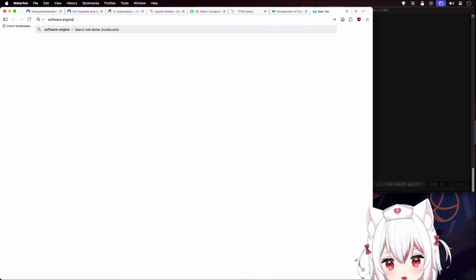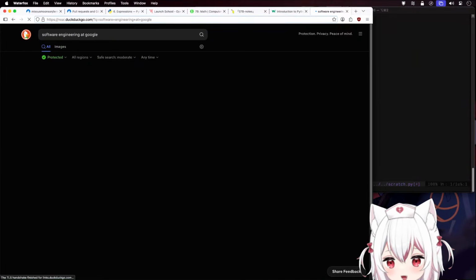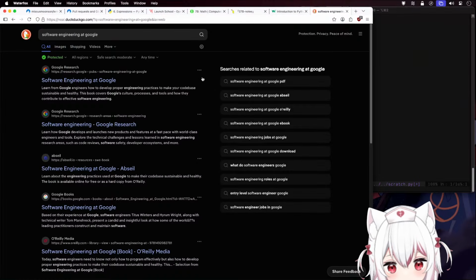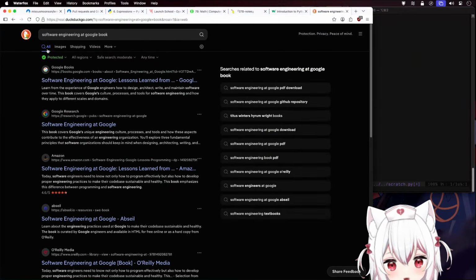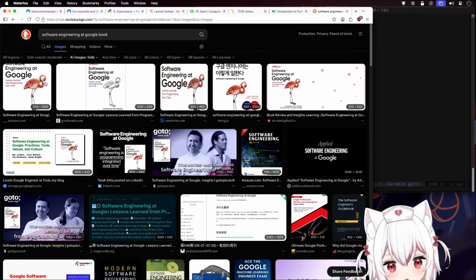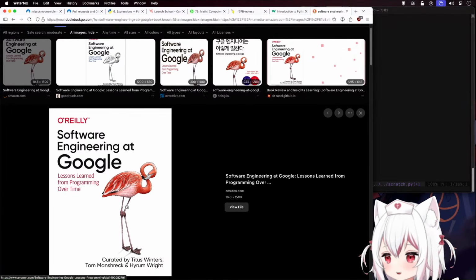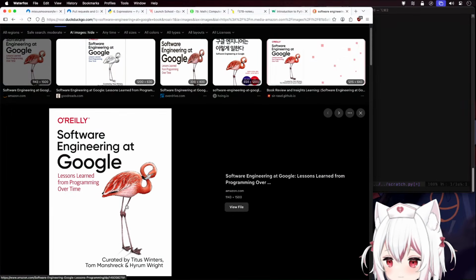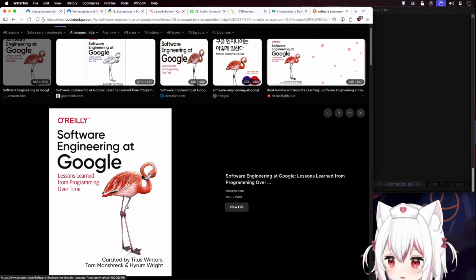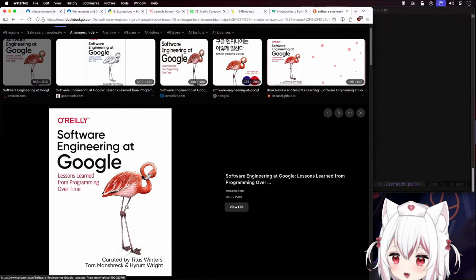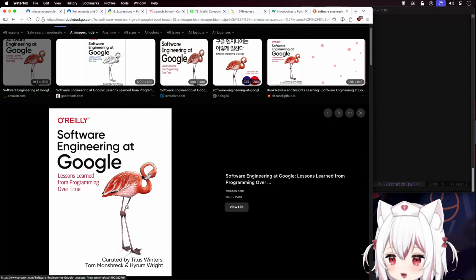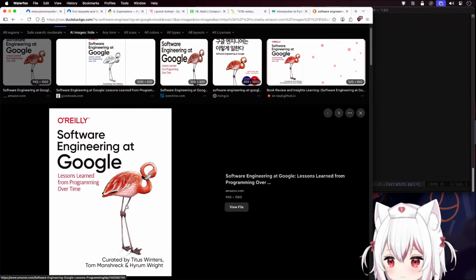Software Engineering at Google. Lessons learned from programming over time. Where's the book? I'm looking for the book. It's an O'Reilly book. This one is sort of the cover. It's this one. And yeah, right in the preface, it says, although the terms programming and software engineering have been used interchangeably for quite some time in the industry, each term has a different emphasis and different implications.